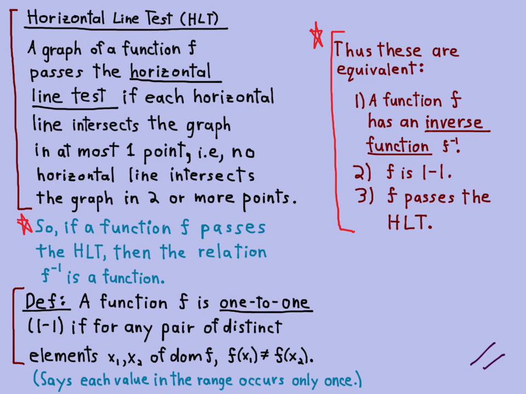So if f passes the horizontal line test, then f is 1 to 1. If f is 1 to 1, then it passes the horizontal line test, right? If f is 1 to 1, then the function f has an inverse function. And if it has an inverse function, then it's 1 to 1, and it passes the horizontal line test, etc. Okay, so these three all really mean the same thing. It's just slightly different ways of thinking about it. So I'll show you an example on the next video.